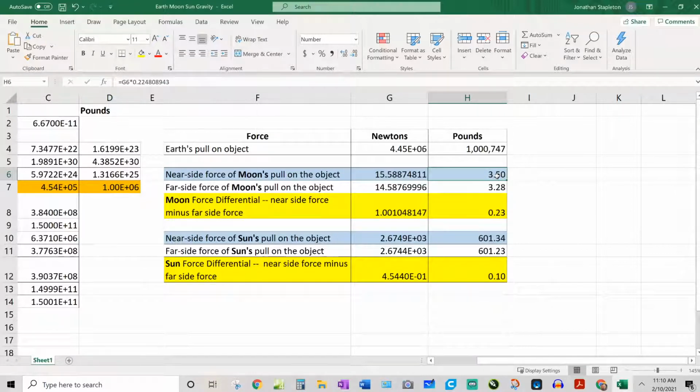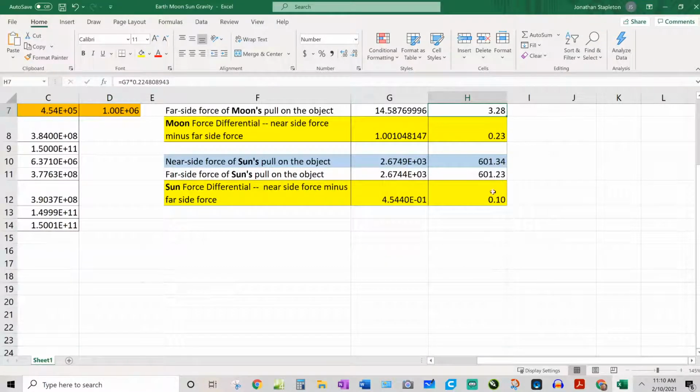So if you just imagine a blob of water 31 feet across, floating in space by itself, and being pulled toward the moon with a force of 3.5 pounds, which is not going to move that water fast, but it would move it if there were no friction or anything. And then on the far side of the Earth, the force is 3.28 pounds. And if I do that for the sun, 601.34 pounds. So the sun exerts about 200 times the force that the moon does on the water on the Earth. And then on the far side of the Earth, the sun pulls at 601.23.